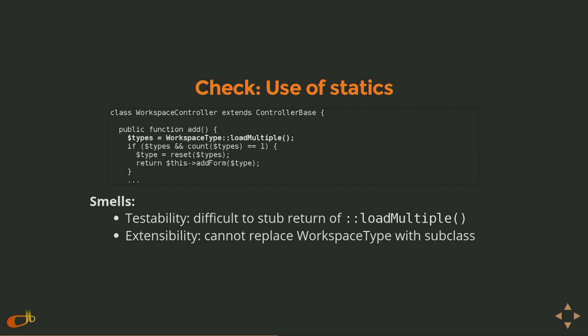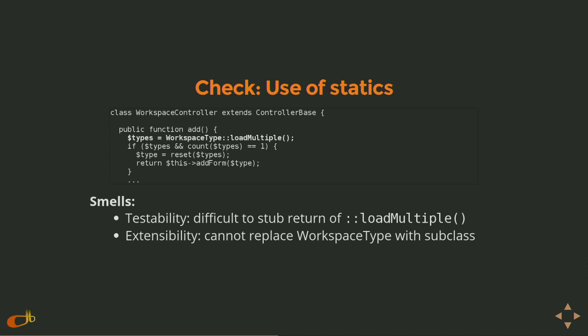Use of statics. Drupal is not very good at this. The problem with a static is you can't test it because you can't mock or test double. In this example here, workspace type, you can't create a double for that. So if you want to test this method called add, you would have to ensure that the workspace type class, its static method loadMultiple, if it has any indirect inputs, like inputs from a database, you would have to figure out somehow to provide a stub or test double in whatever its collaborator is. You can't just test double the workspace type class because it's a static.